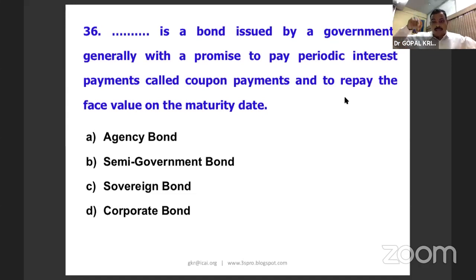Because the National Highway Authority of India is a statutory body. Rural Electrification Corporation is statutory. It is an agency of the Government of India. It is called a governmental entity. It is not government. It is an agency. That's why it's called an agency bond. REC bond, NHAI bond, agency bonds. A bond issued by a government, with the promise to pay interest payments called coupon payments and to repay the face value, is called a sovereign bond, 36C.